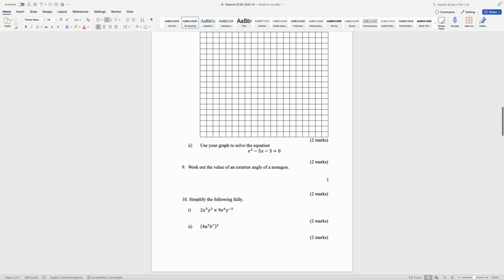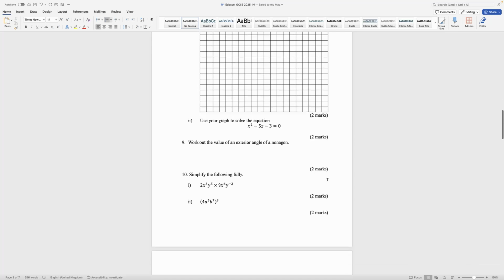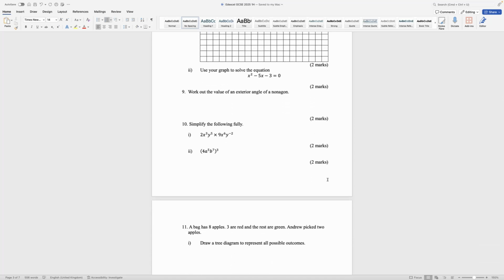Work out the value of an exterior angle of a nonagon. That's question 9. Question 10, simplify the following fully. Part 1, 2x cubed y to the 5 times 9x to the 6 y to the minus 2. Part 2, 4a to the 5 b to the 7, all to the power of 3.